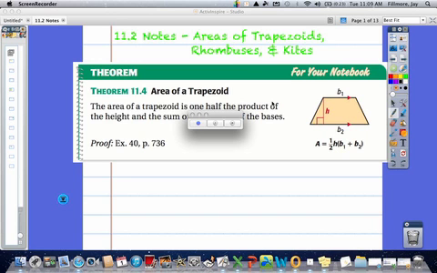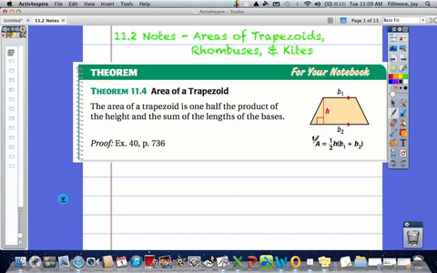Talking about section 11.2, finding the area and perimeter, I suppose, of trapezoids, rhombuses, and kites. Starting with trapezoid, which is a formula you all should be familiar with. It's the area of a trapezoid equals 1/2 times the height times the sum of the bases, as given by this guy here. And it should look familiar.